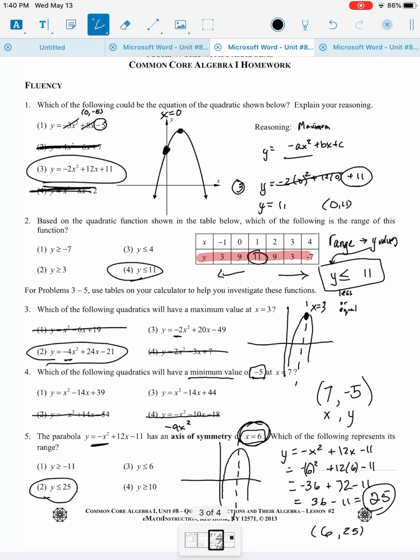All right? That's it. That's a little bit of algebra mixed in with quadratics. Again, that graphing calculator on desmos.com, D-E-S-M-O-S.com, is super helpful. I highly recommend it.